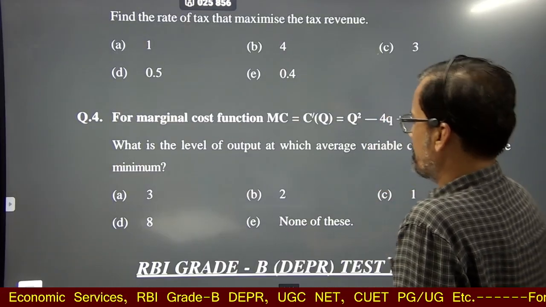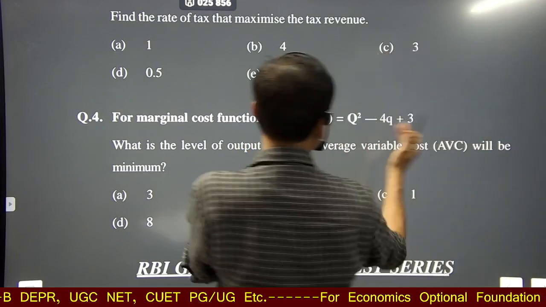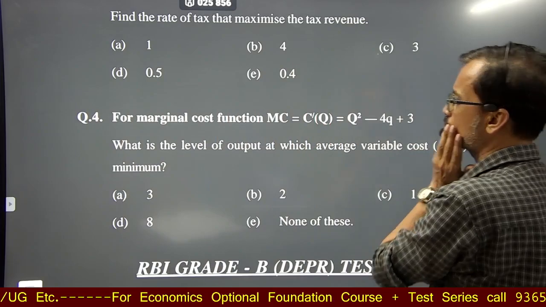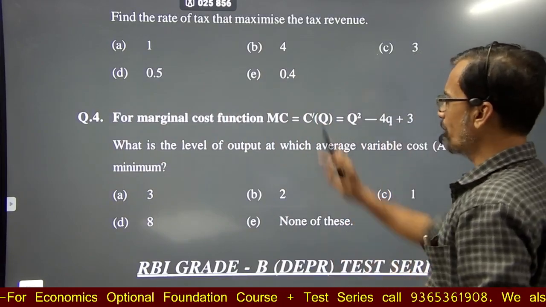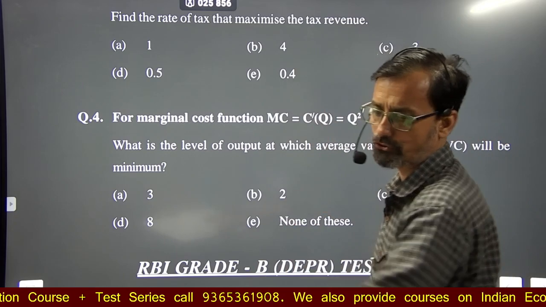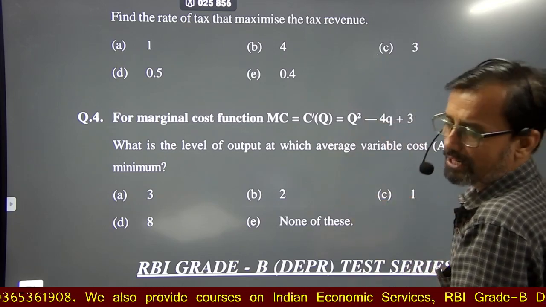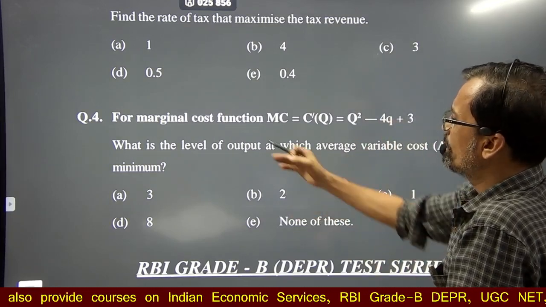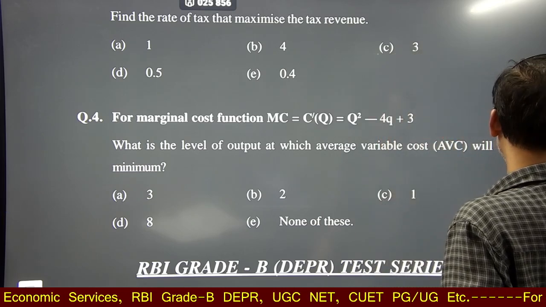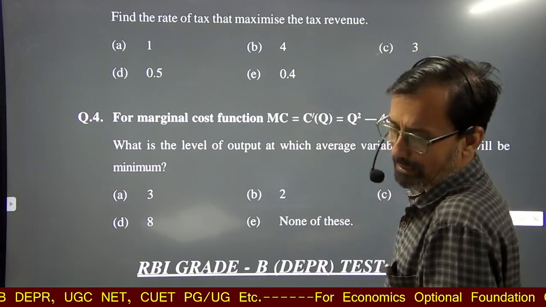Next, another question is given here. For marginal cost function MC equal to Q square minus 4Q plus 3, what is the level of output at which average variable cost will be minimum? So from this marginal cost, we have to first of all find out the total cost. After finding the total cost, we have to find out the total variable cost. Then we can do the minimization.